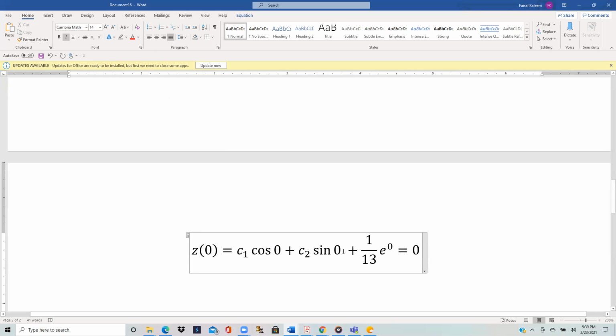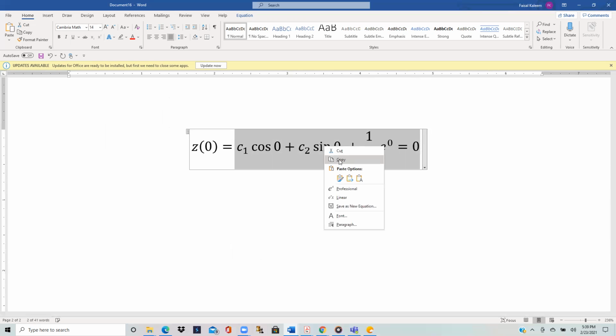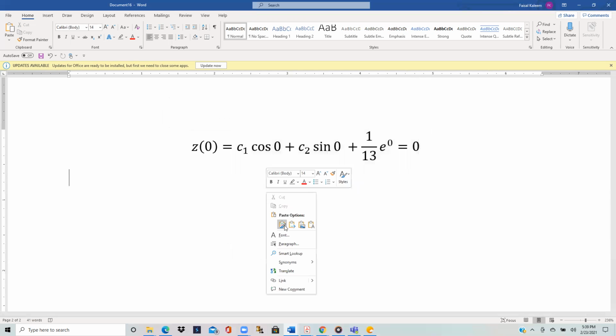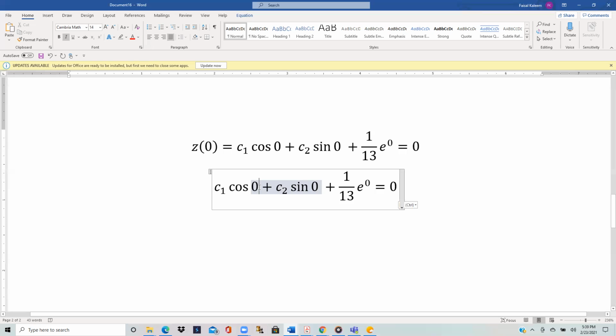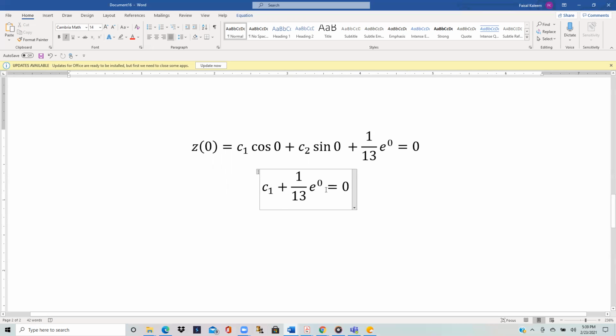Now cos 0 is 1, sin 0 is 0. So the c2 term goes away because sin 0 is 0, and e to the 0 is 1. So c1 is equal to negative 1 over 13.